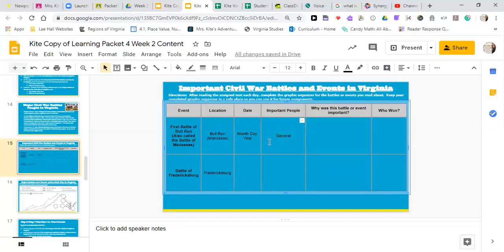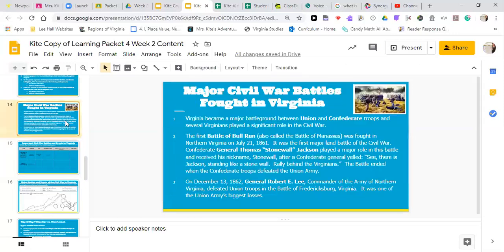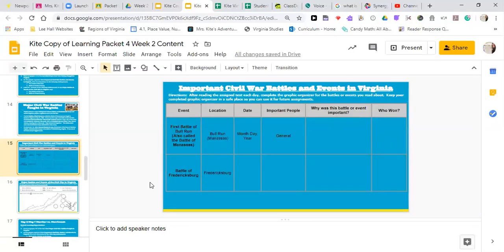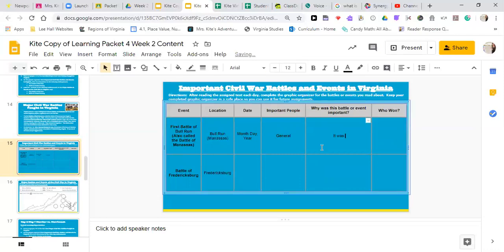And why was this battle or event important? So when we go back through and we look at it and we read it, it was very important because it's the second sentence. So I'm going to do a fill in the blank here. It was the blank battle of the Civil War. So there's two words here that need to be filled in. So it was the blank battle of the Civil War.